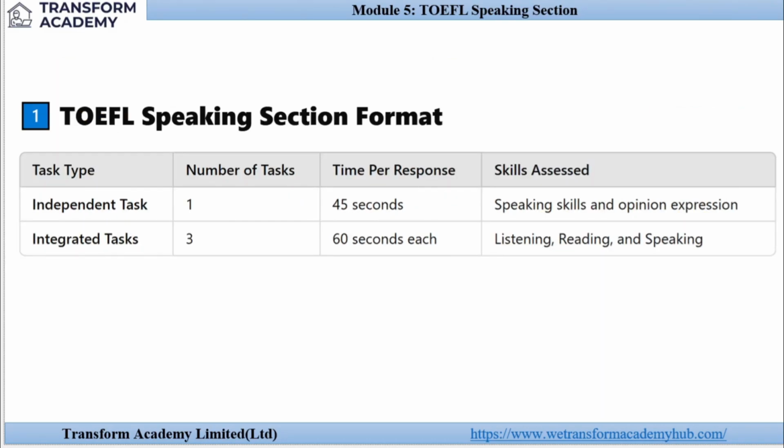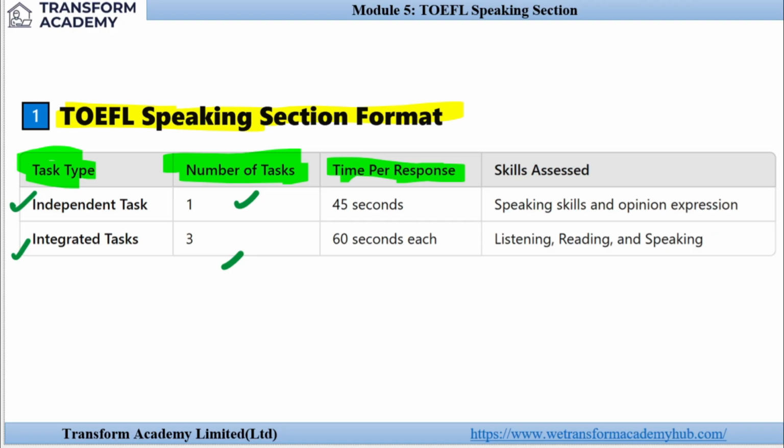Now, the TOEFL speaking section format. The task types: we've got the independent task and the integrated task. For the number of tasks, we have one independent task, and the integrated tasks are three. And the time per response is 45 seconds for the independent task and 60 seconds each for the integrated tasks.